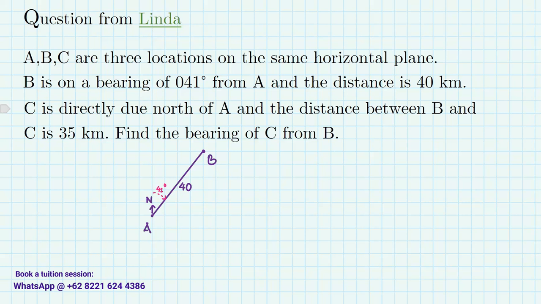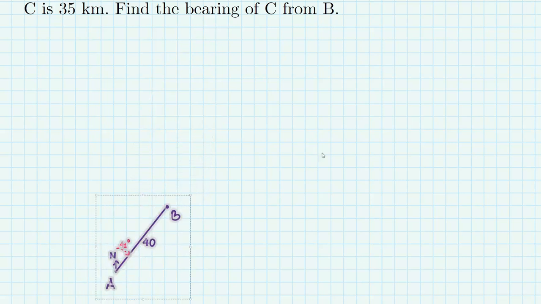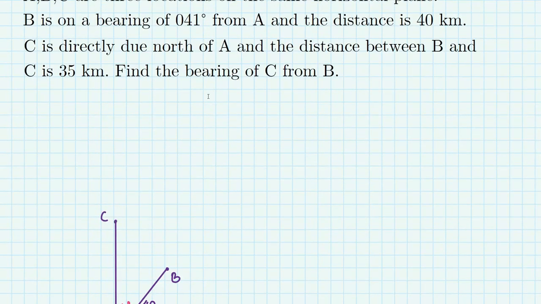Right? C is directly due north of A. So C is exactly above A. If I would like to draw this again, let me just move it down a little bit so we have some space. Maybe here. Right. C is going to be directly above A. Let's see. And the distance between B and C is 35 kilometers. So I'm just going to draw a line connecting B and C. That's going to be the distance of 35 kilometers. Okay, so this is how we are going to draw our sketch.